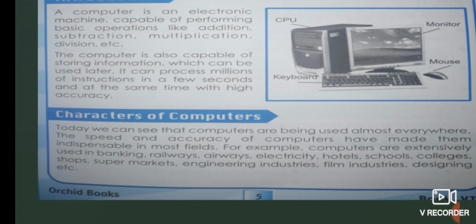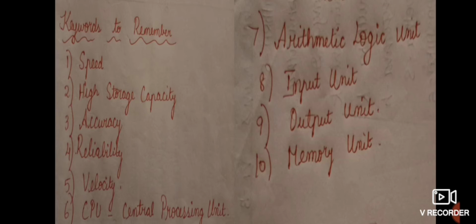Nowadays you can see computers in every field. For example, if you go to supermarkets, you get the bill using the computer, and a lot of items are stored inside the computer. And if you go to a bank, railway stations or airports, or if you go to pay an EB bill or electricity, hotels, schools, colleges, in almost all fields we are using a computer. So now let us know about the special characteristics of your computer.